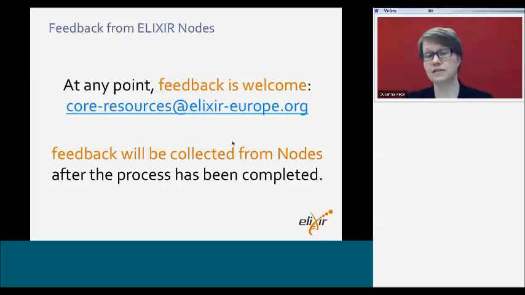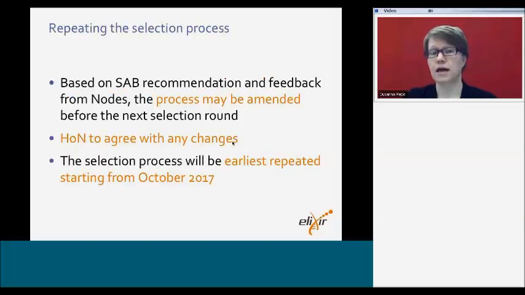And as I said, at any point, please do send us feedback, questions, any comments to coreresources@elixireurope.org. I will get that email. And we will collect feedback from nodes after the whole process has been completed. So based on the SAB recommendation and based on feedback from the nodes, we may amend this process before the next selection round. Before any changes are implemented, the heads of nodes will need to agree with these changes. And with this timeline, the selection process will at earliest be repeated starting from October 2017, so 1 year from now.